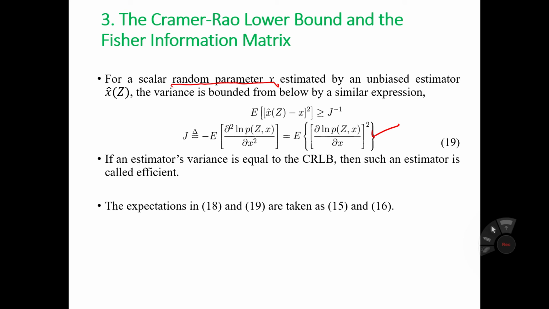So if an estimator's variance is equal to the Cramér-Rao lower bound, then such an estimator is called efficient. These expectations in equations 18 and 19 are taken as in equations 15 and 16.